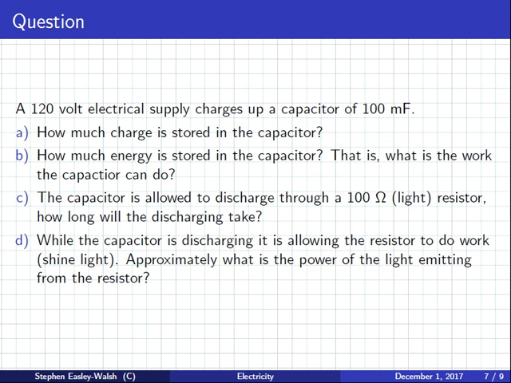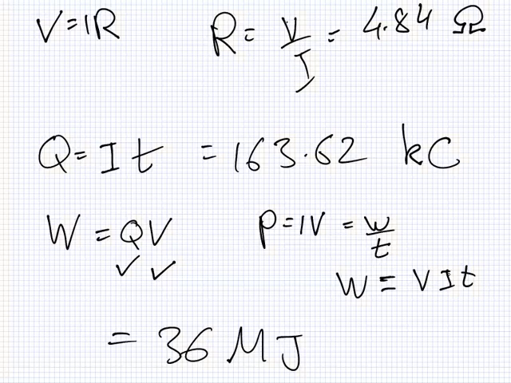In fact, what is happening to the P? How is it changing? It's exponentially decreasing. But in part D, I say imagine roughly that it is constant. Now, in real life, it's not constant. It'll be brighter at the start and darker at the end. But I said, imagine that it is constant. Approximately, what's the power of the light?